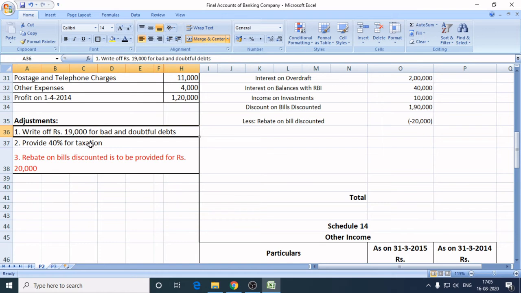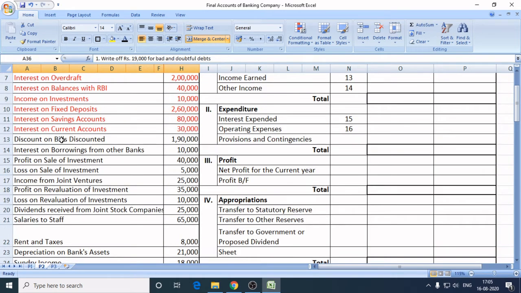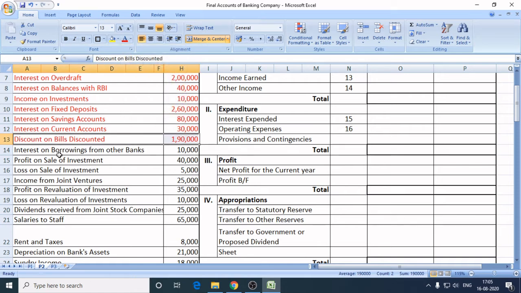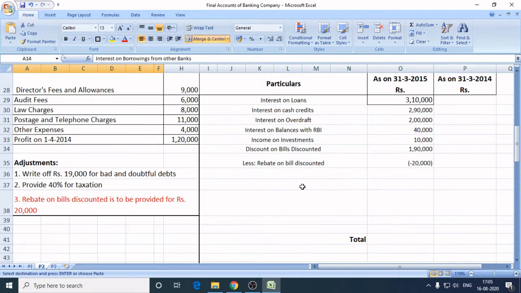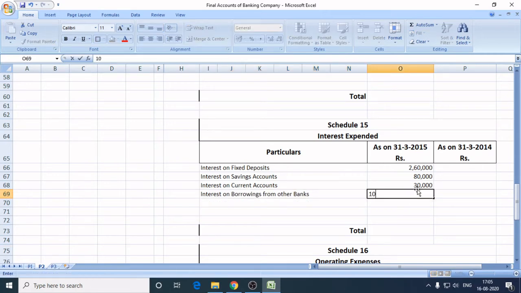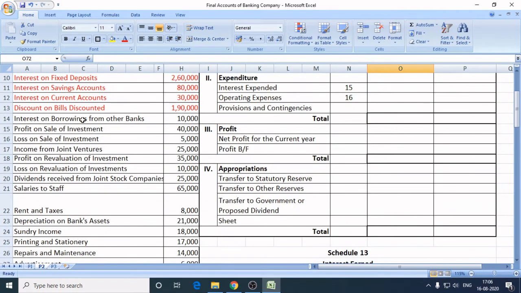Okay, now the next in the problem is interest on borrowings from other banks. The bank has borrowed from other banks, and on that sum it has paid an interest of rupees 10,000. So it is the bank's interest paid, an interest related expense, and the figure is 10,000. Interest related expenses we should record under schedule number 15, and the figure is 10,000 rupees.